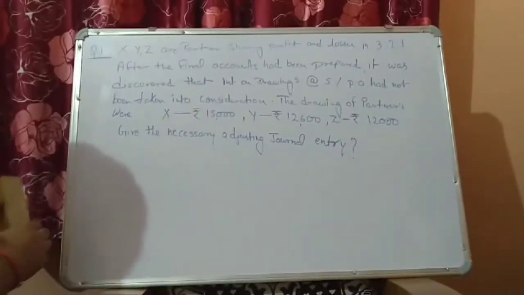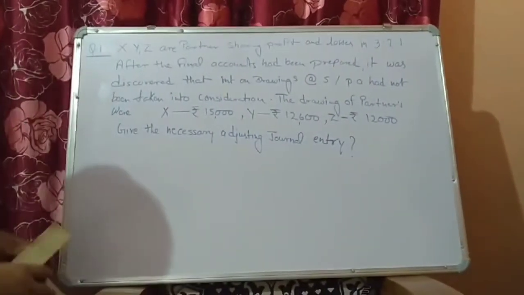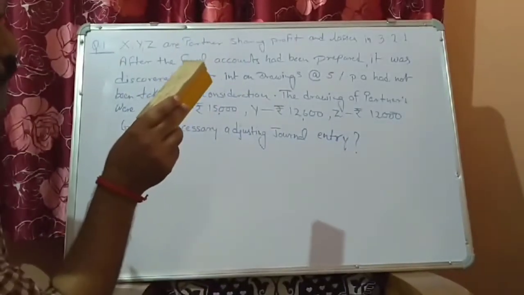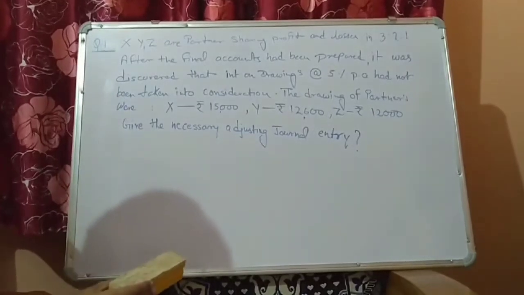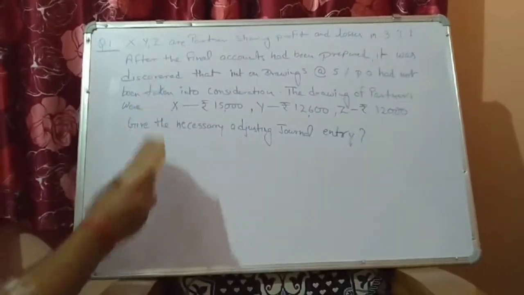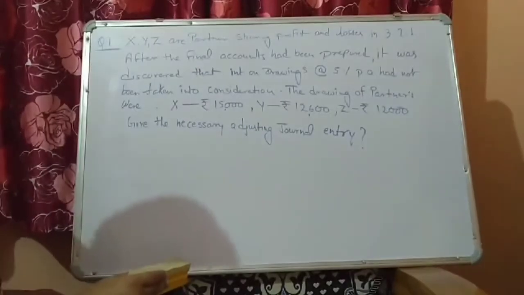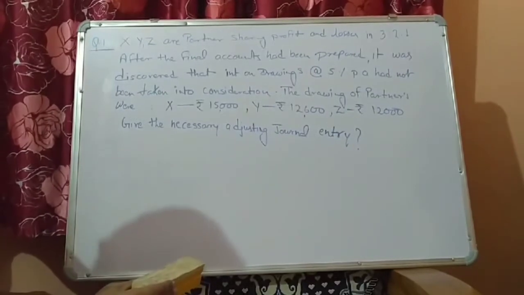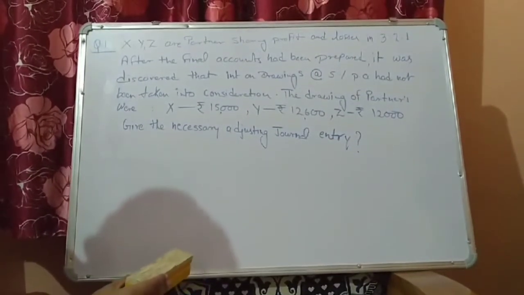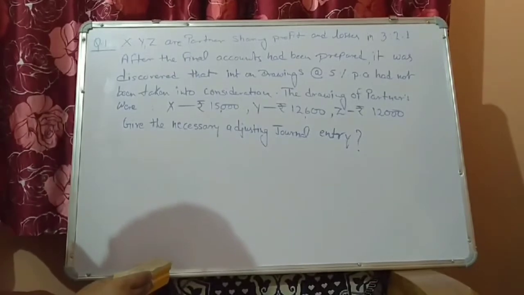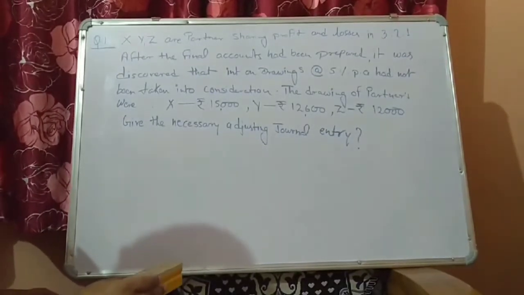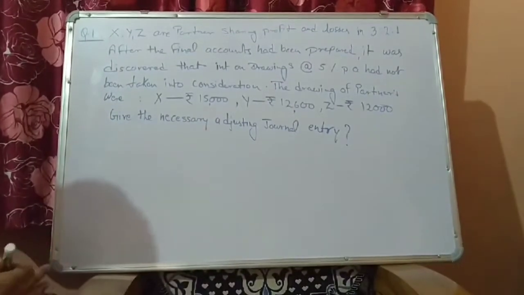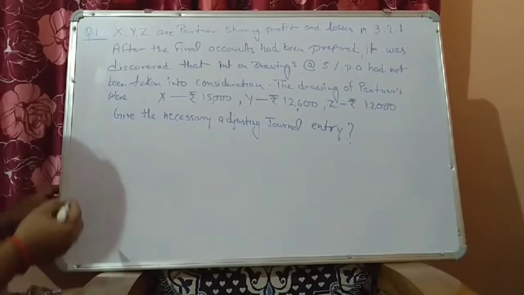Let us take an example here. Question 1 I have taken. X, Y, Z are partners, and the profit sharing ratio is 3 to 1. After the final account has been prepared, it was discovered that interest on drawing at the rate of 5% per annum had not been taken into consideration. The drawings of partners were X 15,000, Y 12,600 and Z 12,000. We have to pass the adjustment entry. What will we do? We will start like this.